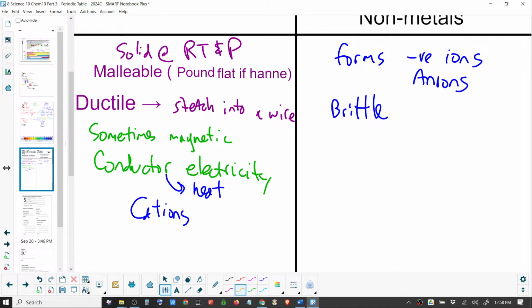What about the exceptions to most of these rules? No, these are guidelines. We're not doing exceptions. Other properties of non-metals. Yeah. Often a liquid or a gas. Excellent. Any other properties of non-metals? What does that say? Often, yeah, I wrote that a little quick. Often a liquid or a gas.